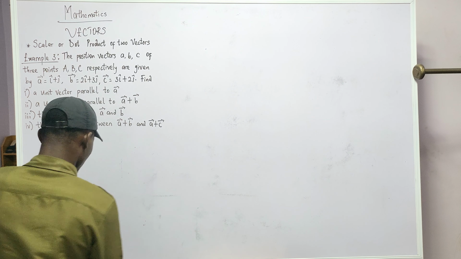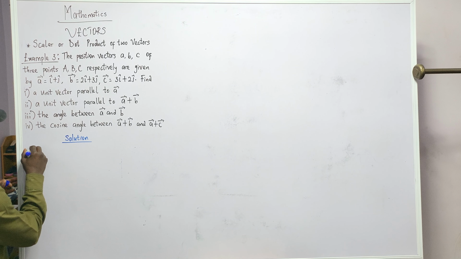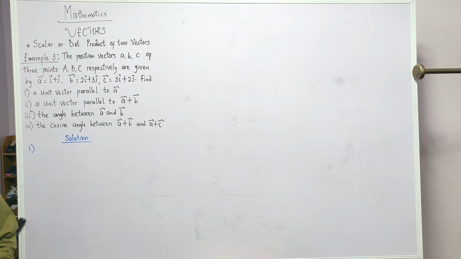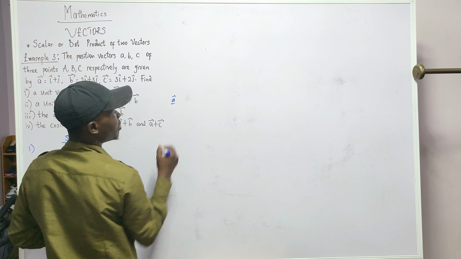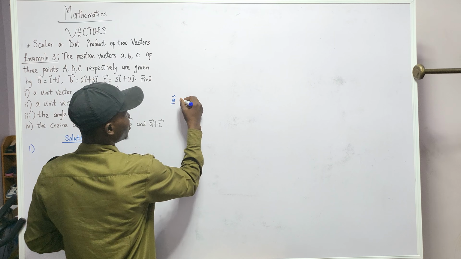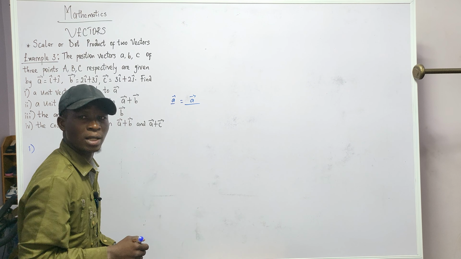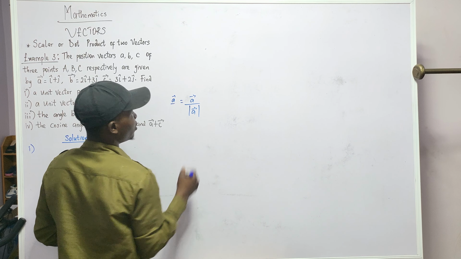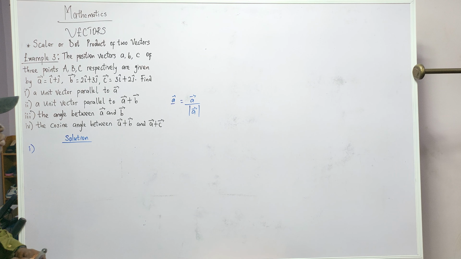Now, let's be fast about it. Let's go for Roman numeral 1. What are we told to look for? A unit vector parallel to A. Don't forget, what was the formula for a unit vector I said? The formula for a unit vector is vector A over the magnitude of that vector. That's what a unit vector is.